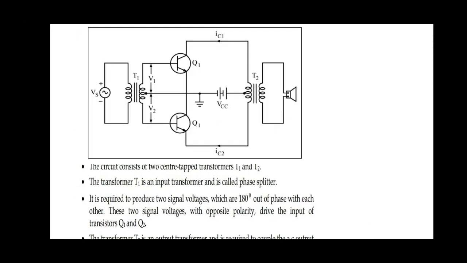The transformer T1 is an input transformer. It is called a phase splitter. It is required to produce two signal voltages which are 180 degrees out of phase with each other. Two signal voltages with opposite polarity drive the inputs of the transistors Q1 and Q2. So V1 is in the positive half cycle, V2 is in the negative half cycle. It amplifies.